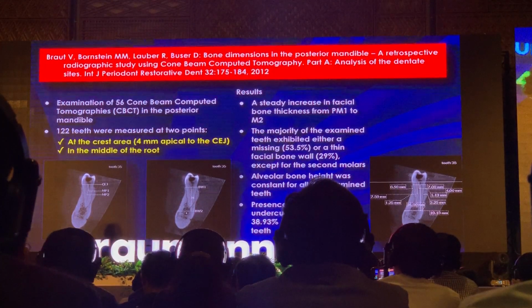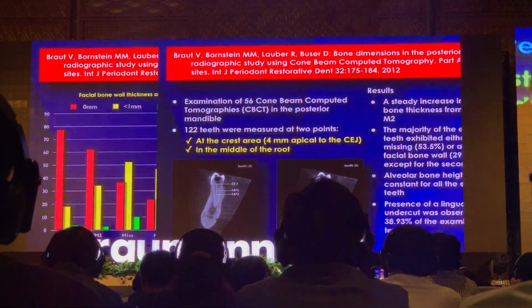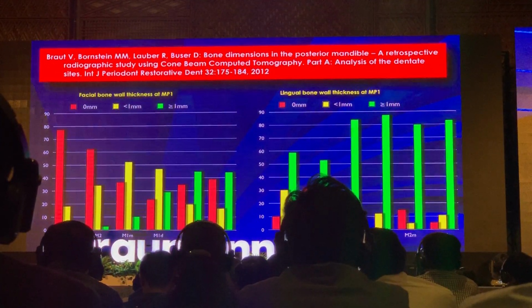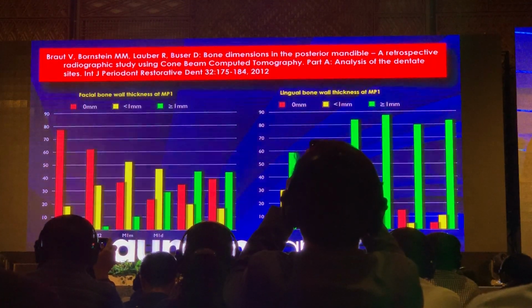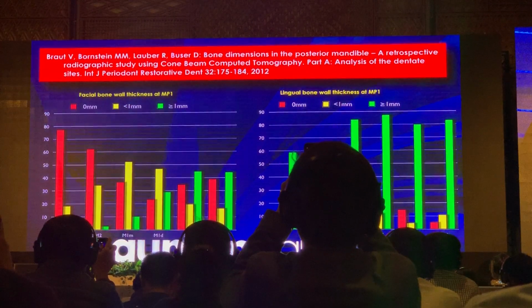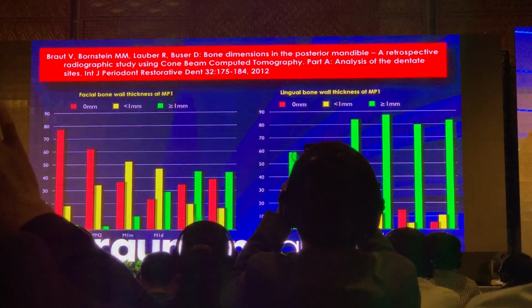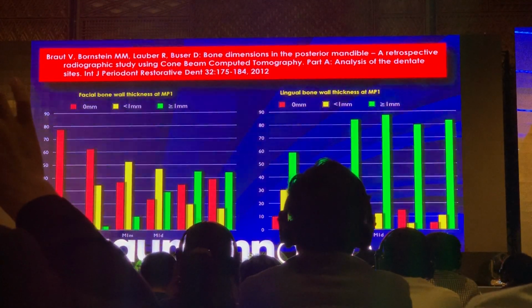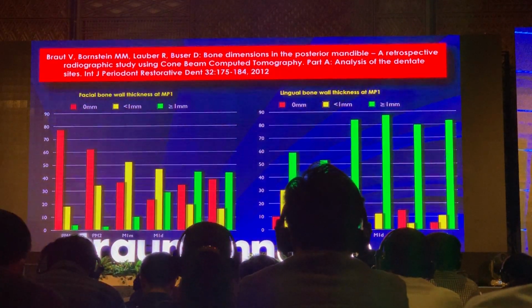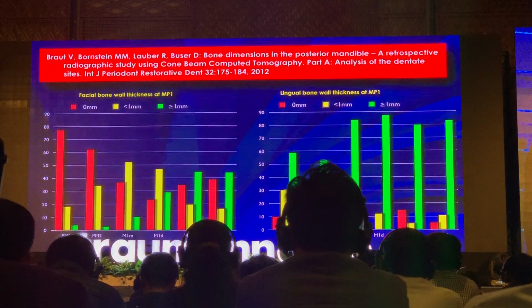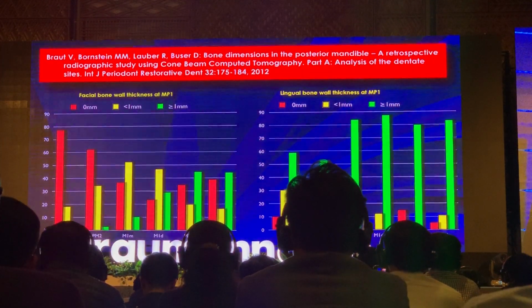And we analyzed, and what we found is the following. We found that the facial bone wall at extraction sites in premolar sites is most often reduced in height and very thin. So that means it's not a really good situation. Older sites it's different. Older sites it's much better. Often it's very thick.